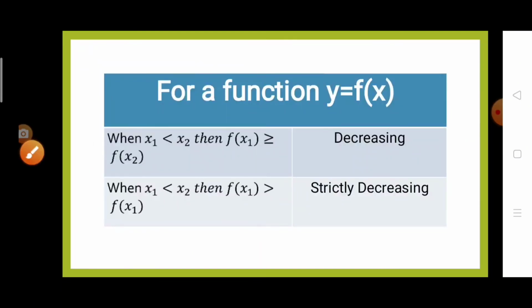For a function y equals f of x, when x sub 1 is less than x sub 2, then f of x sub 1 is greater than or equal to f of x sub 2, it means it is decreasing. When x sub 1 is less than x sub 2, then f of x sub 1 is greater than f of x sub 2, it means it is strictly decreasing.